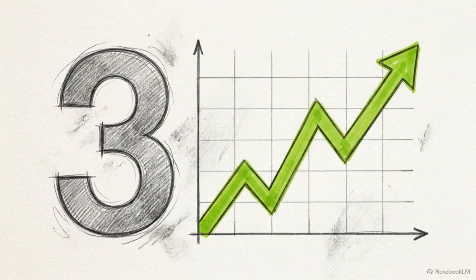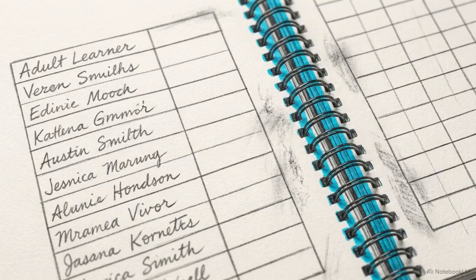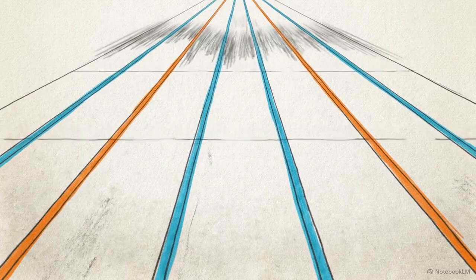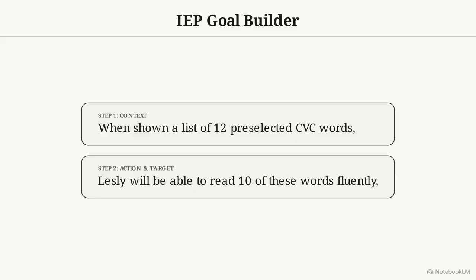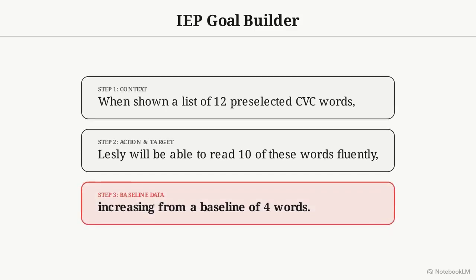Step 3 is including the baseline data. The baseline is the student's current performance level. Without recording where the student is starting, you have zero mathematical context for the endpoint. You can't calculate a trajectory of growth or prove your instructional impact if you don't know the starting line. Returning to our goal builder, we document her current data by adding increasing from a baseline of 4 words.